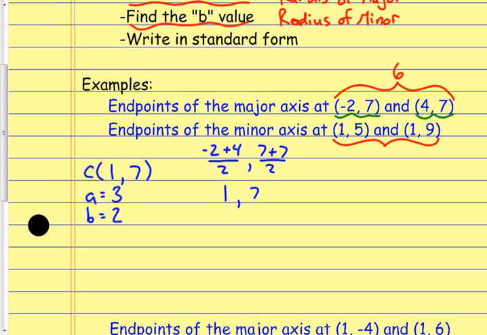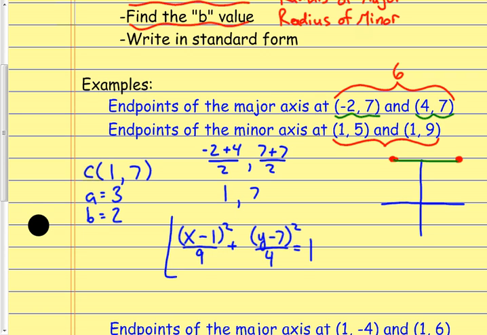I just need to decide, is this vertical or horizontal? Remember, vertical or horizontal is determined based on the major axis. If you think about where the points of the major axis are, (-2, 7) is up here somewhere, (4, 7) is up here somewhere. So I can see that my major axis is horizontal, which means my ellipse is also horizontal. So I'm going to write this as a horizontal ellipse: (x minus h) squared over a squared, which is 9, plus (y minus k) squared over b squared, which is 4, equals 1.